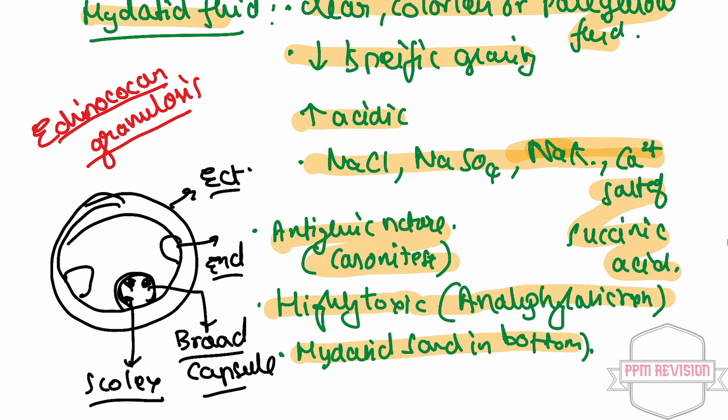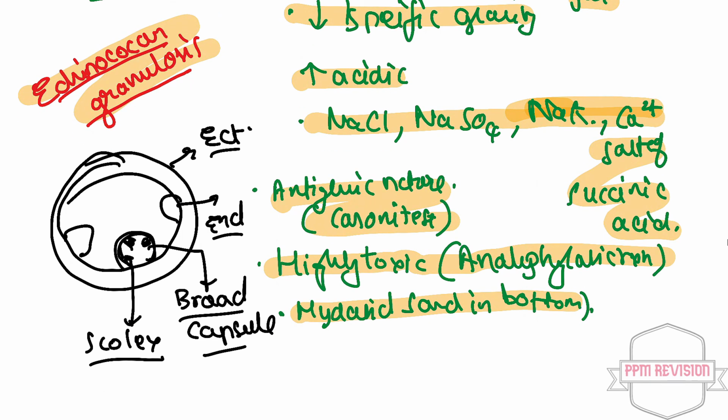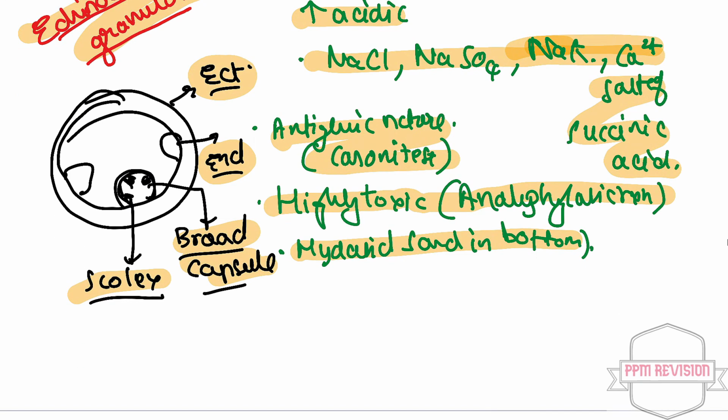So we need to know it is associated with Echinococcus granulosus, and at this stage it has the structure we drew. This is the ectocyst, this is the endocyst, this is the brood capsule, and the scolex is also seen.